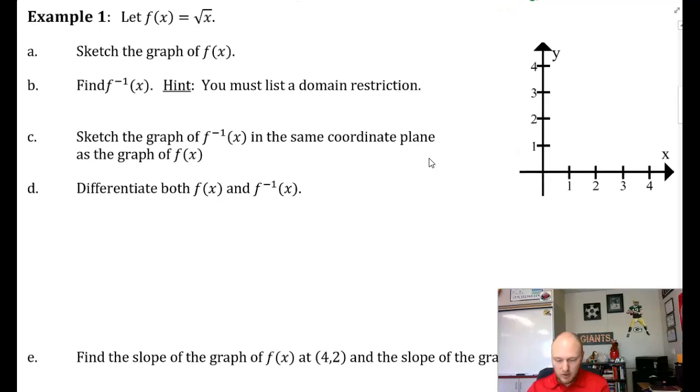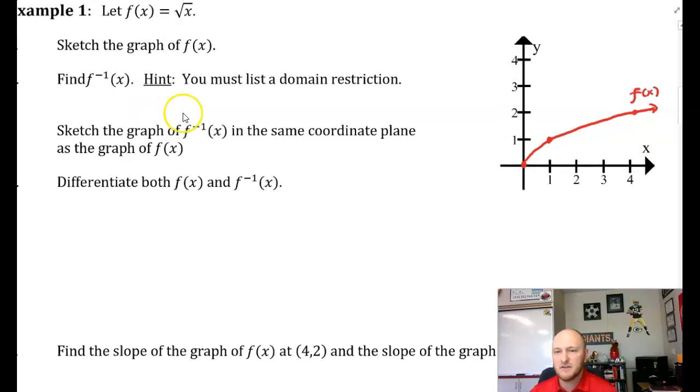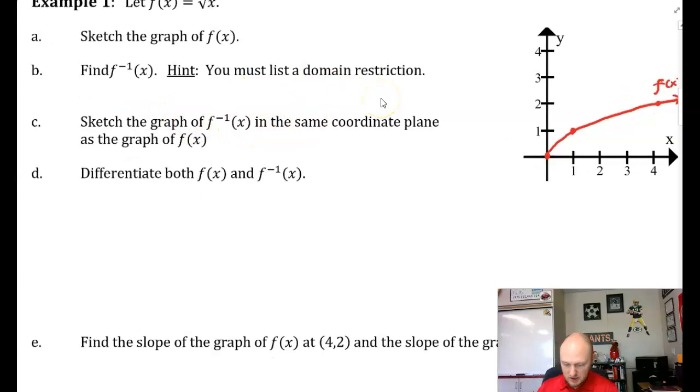Example number 1 says let f of x equal the square root of x. Go ahead and sketch the graph of f of x. Well, the square root of x, that's just a radical: 0, 0, 1, 1, 4, comma 2. I can plug in those points and I get this graph. That should be prior knowledge. You should be familiar with that. Right here is f of x. And then in B it says find f inverse of x. You must restrict the domain.